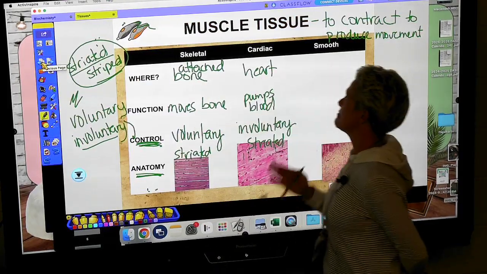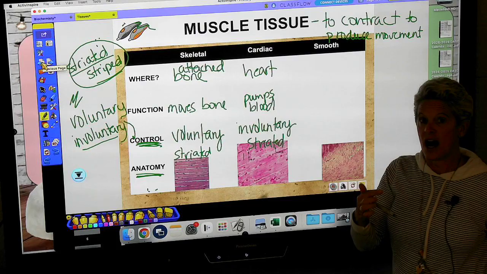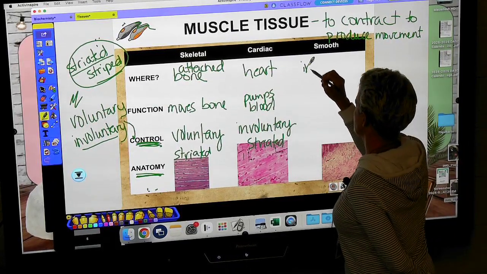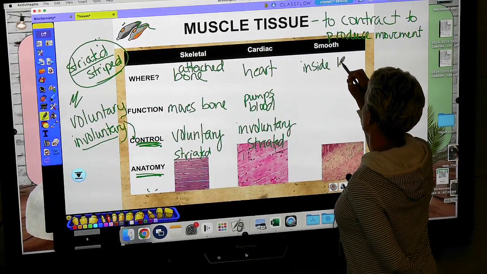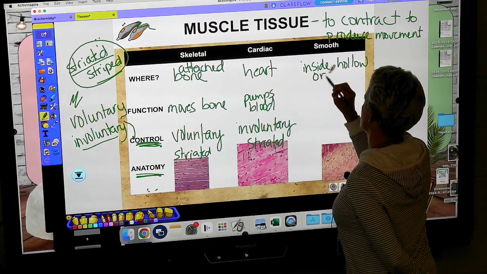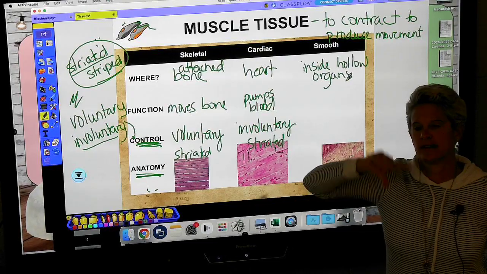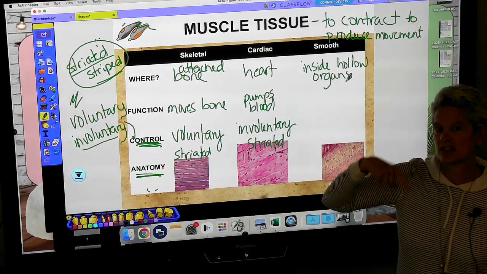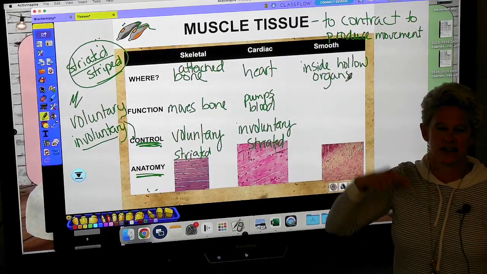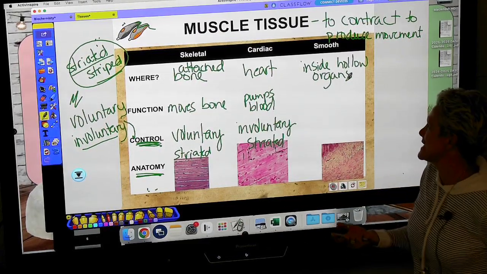And then the last type of muscle is smooth muscle. And this is found inside our hollow organs. There's some in the stomach. There's some in the bladder. So the stomach has it in order to push food into the small intestine. Small intestine has smooth muscle to push it into the large intestine, and the large intestine has smooth muscle to push it out of the body, right, when we make waste.